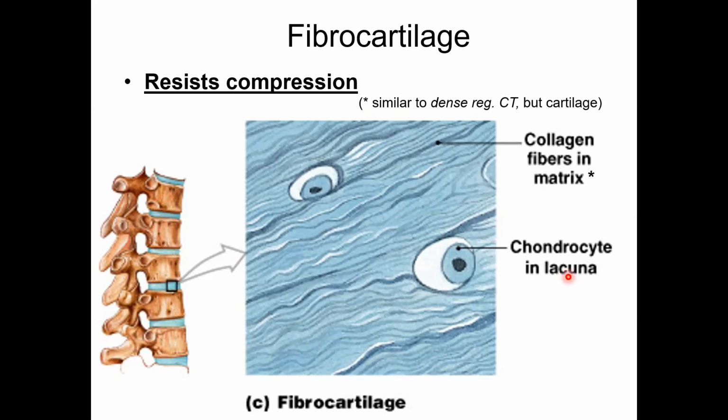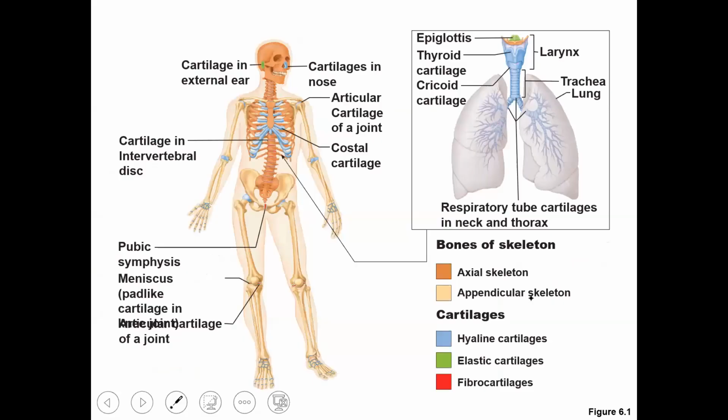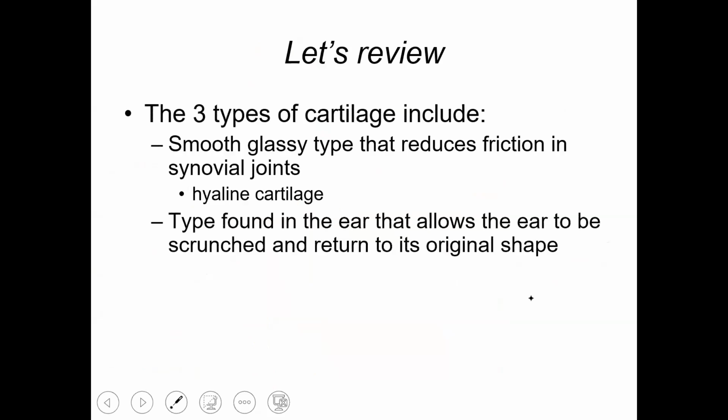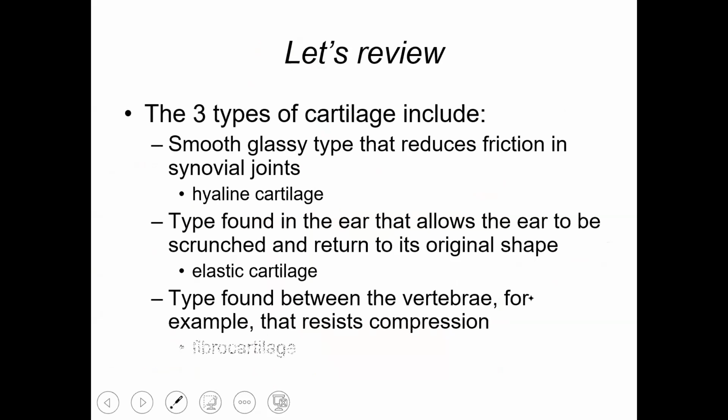Now there's a term here, lacuna. The lacuna is the space around the cell. There's the actual cell, and then you have the space around it. That's called the lacuna. It's the little space where the cell lives in this connective tissue. So here again are places where we find cartilage. So to review, hyaline cartilage, elastic cartilage, fibrocartilage.